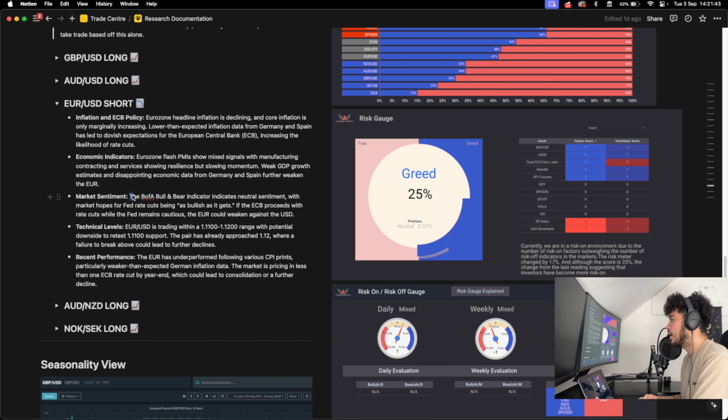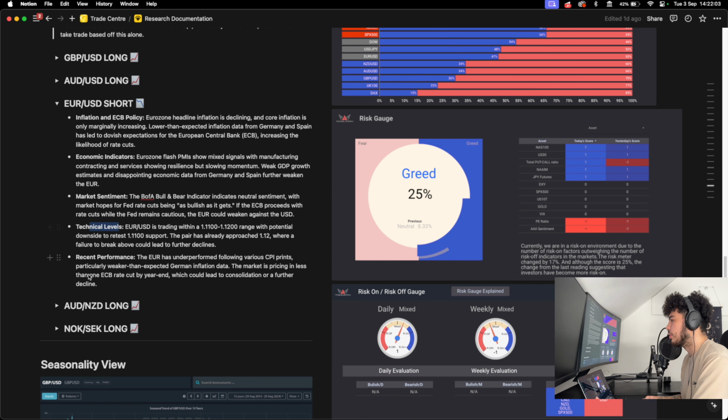Sentiment analysis. The Bank of America Bull and Bear indicator indicates neutral sentiment, with market hopes for Fed cuts being as bullish as it gets. If the ECB proceeds with rate cuts while the Fed remains cautious, the euro could weaken against the dollar.